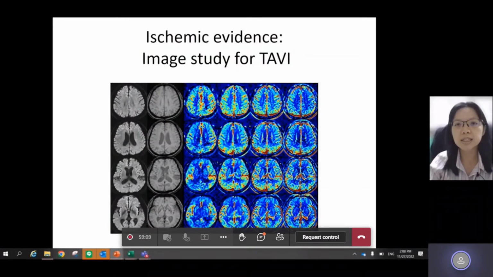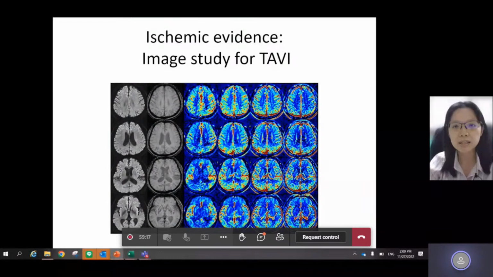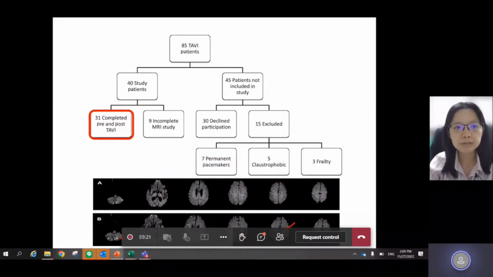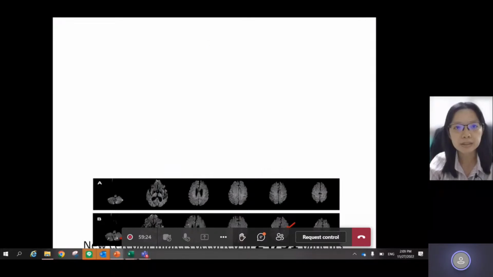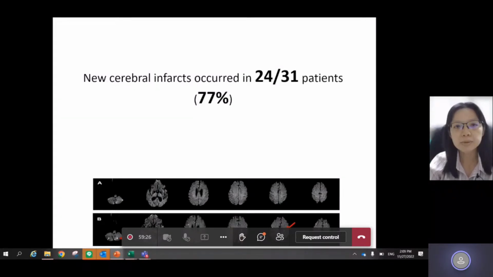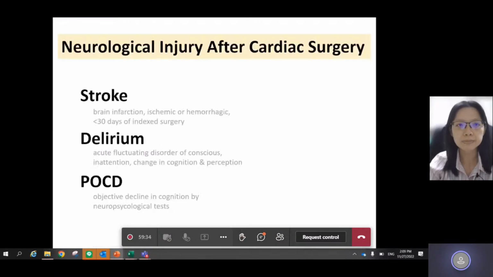In another study for TAVI, they did a preoperative MRI and a postoperative MRI after the TAVI, and there's shocking evidence. We can see that for the patients who had TAVI, neurocerebral infarcts occurred in 77% of the patients. Furthermore, 2 of the patients had stroke.